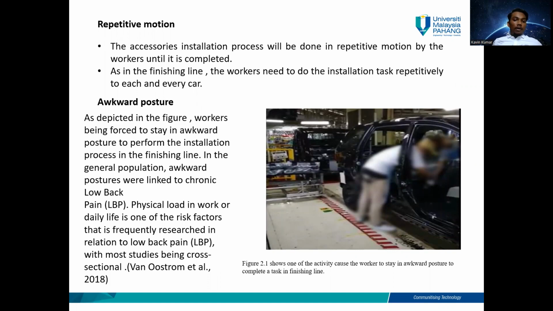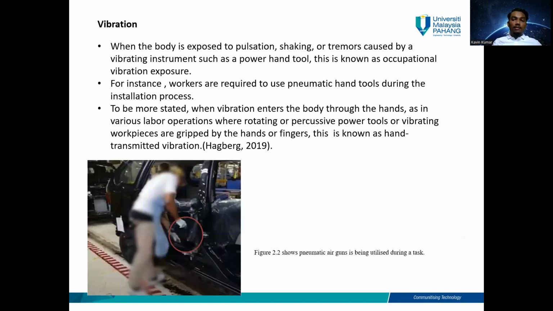According to the Journal of Van Ostrom in 2018, physical load in work or daily life is one of the risk factors that are frequently researched in relation to low back pain, with most studies being cross-sectional. So the next ergonomic risk factor that readily occurs during the task is vibration.